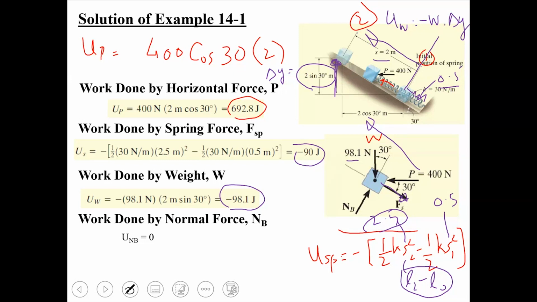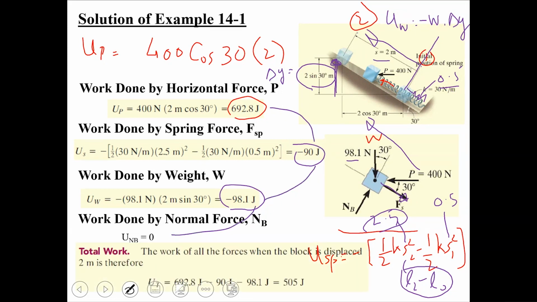Okay, so the overall or the total work done by all the forces in moving this particle from position 1 to position 2 is going to be the algebraic sum of all these 4 work done. So taking the algebraic sum, the overall or the total work done is going to be 505 joules. Is this point clear to all of you? Because some work done are positive, some are negative. So the total work done is going to be the algebraic sum of all these work done. So it is going to be 505 joules.